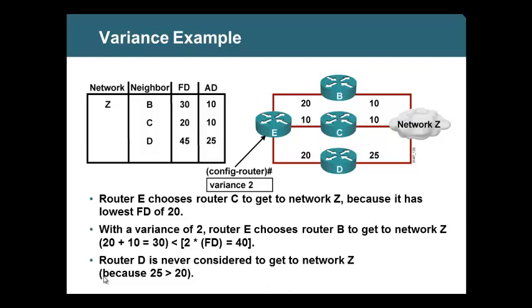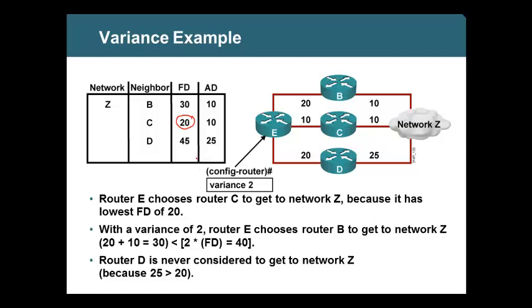Alright. See, when the variance is 1, from E to Z, which path will be used? Path C will be used. Why? Because the feasible distance is lower. Lower. Next question.